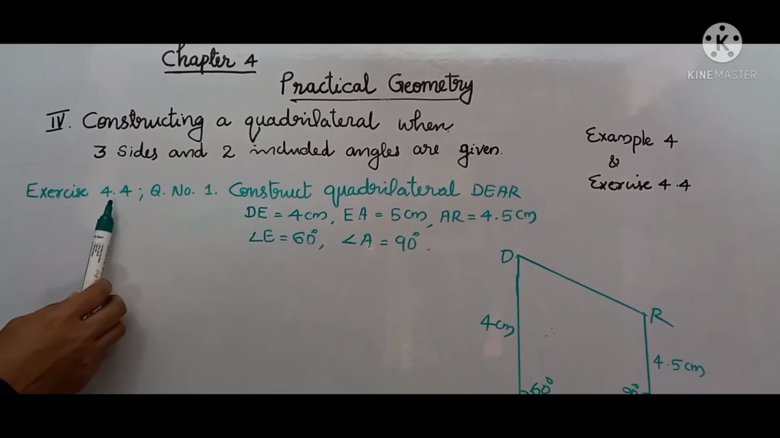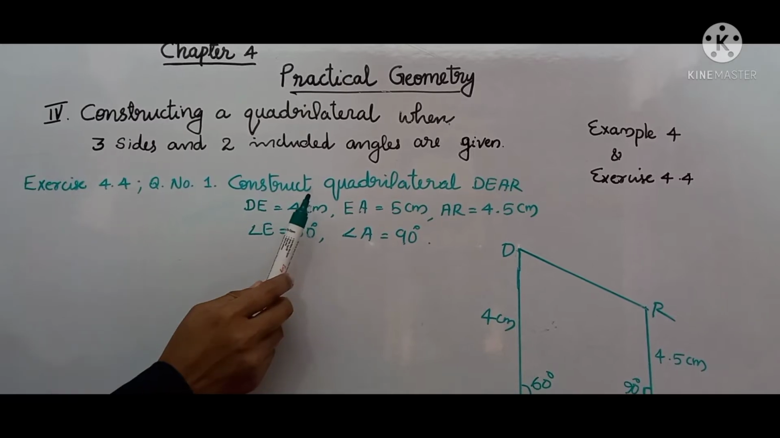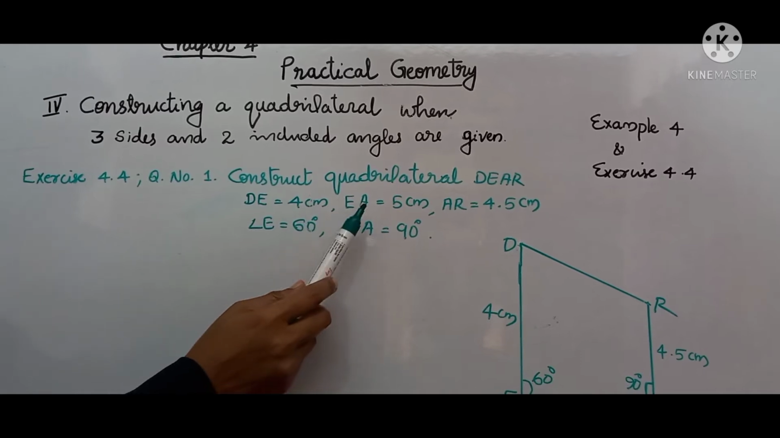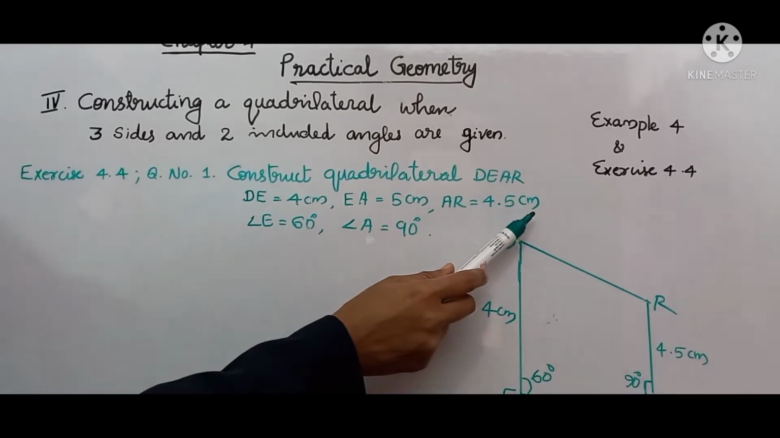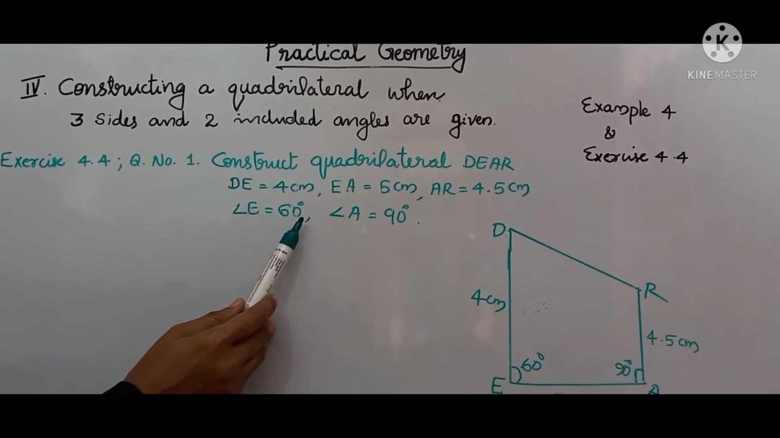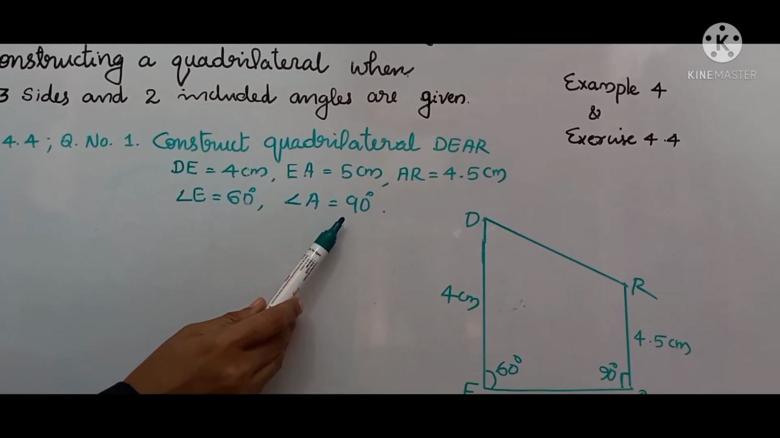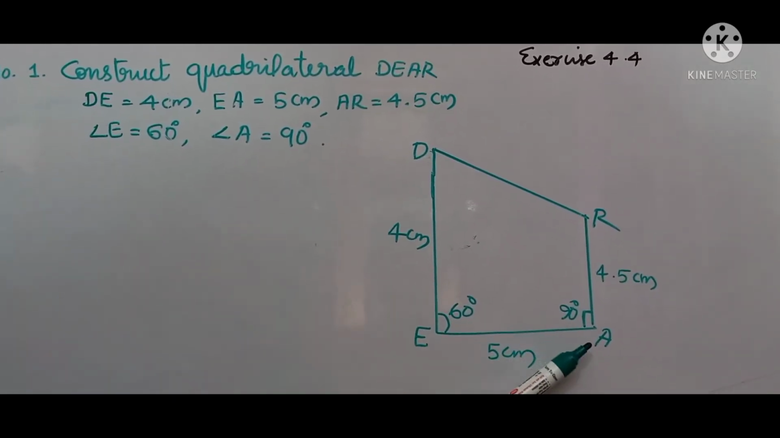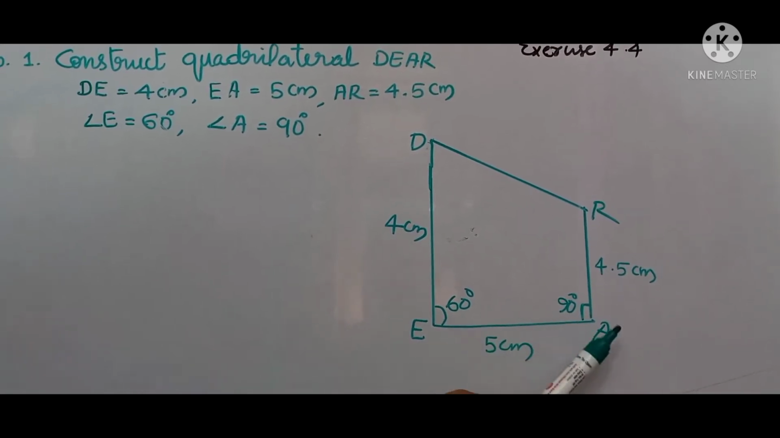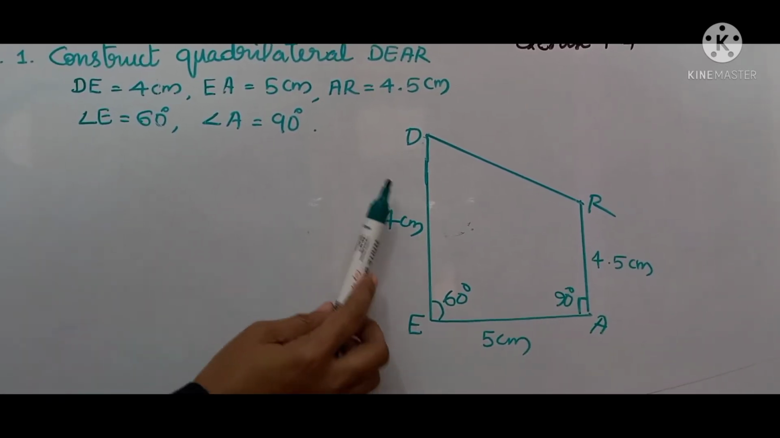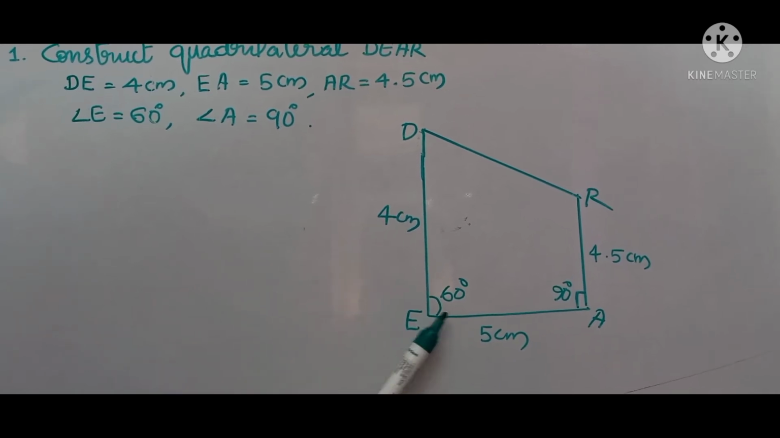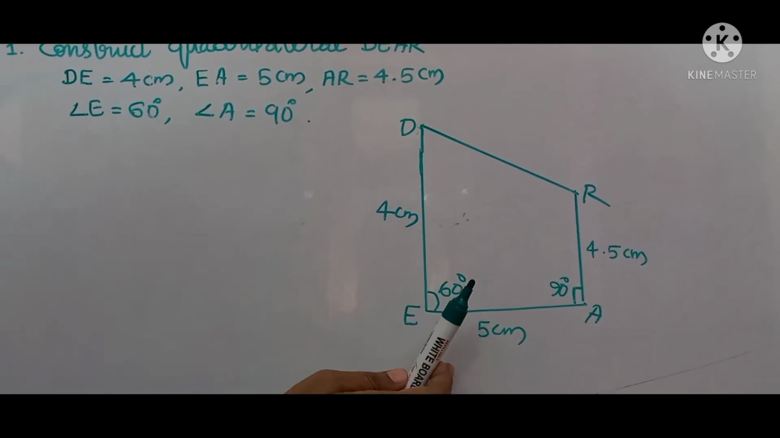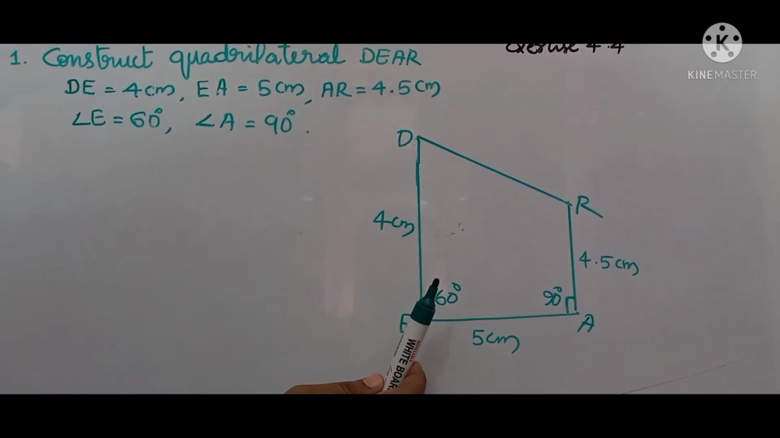Next we are constructing that exercise 4.4. First question, construct quadrilateral DEAR where DE is equal to 4 centimeter, EA 5 centimeter, AR 4.5 centimeter, angle E is equal to 60 degree and angle A is equal to 90 degree. Here I have drawn the rough sketch of this DEAR and given measurements also marked here. EA 5 centimeter, AR 4.5 centimeter, ED 4 centimeter and angle E 60 degree, angle A 90 degree. So by observing this figure, you have got a clear idea about our original quadrilateral DEAR.